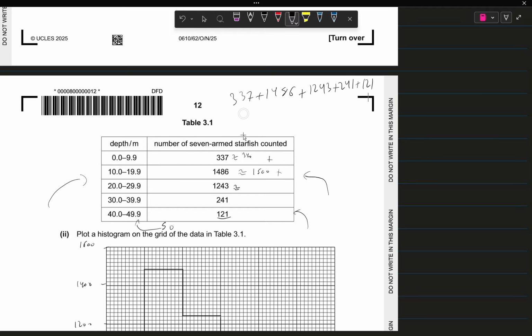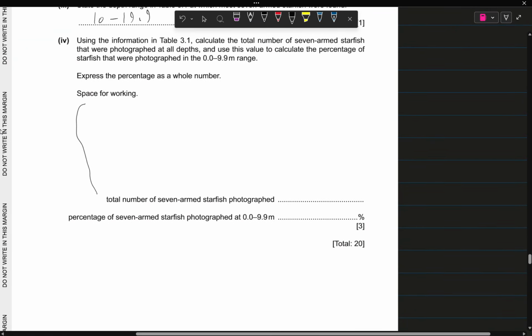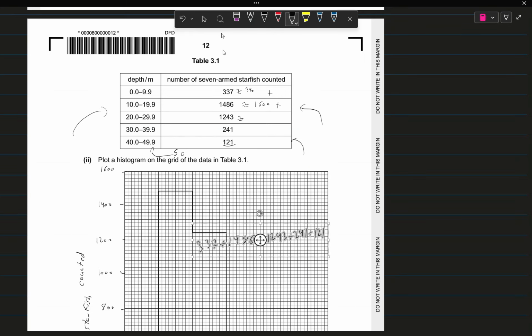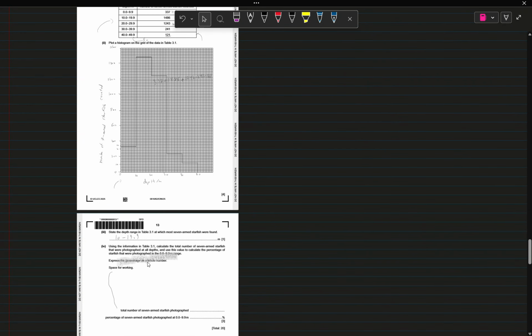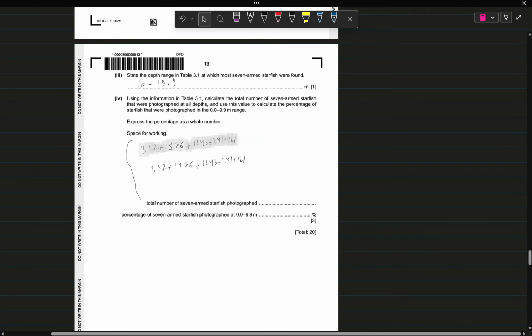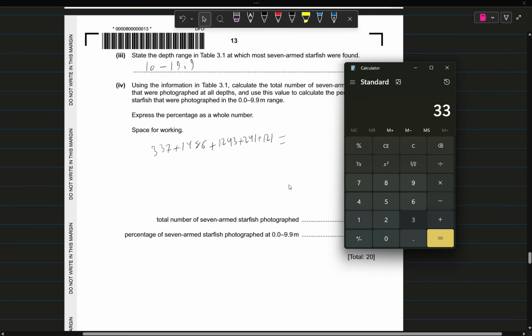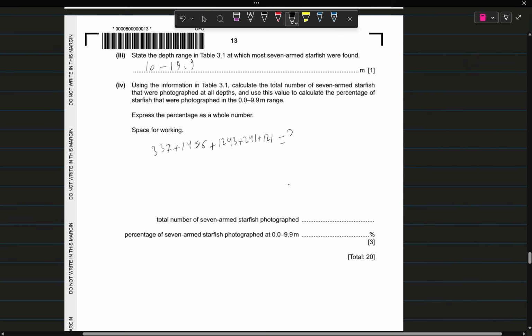So essentially, this is what we want to do for our first step. Okay, I'm just going to move that down. This is the very first step that we do. We just add them up, we put them in the calculator, and then we get our answer. But we're not done yet. So let's first of all key that in. 337 plus 1486 plus 1243 plus 241 plus 121. That would be 3428. Okay, and yes, you have to show the working, so be careful. So that is 3428. This is for the first part.